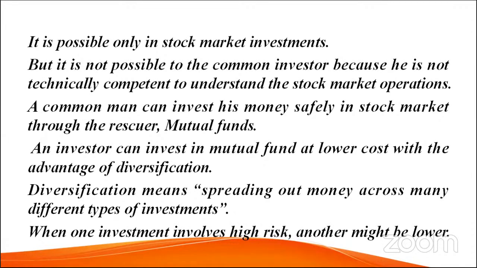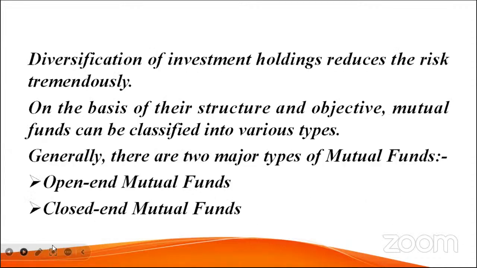So an investor can invest in a mutual fund at a lower cost with the advantages of diversification, which I made clear earlier. And diversification means what? Spreading out money across many different types of investment. Already I have given you the example and made it clear. When one investment involves a high risk, another might be a little bit lower. So diversification of investment holding reduces the risk tremendously.